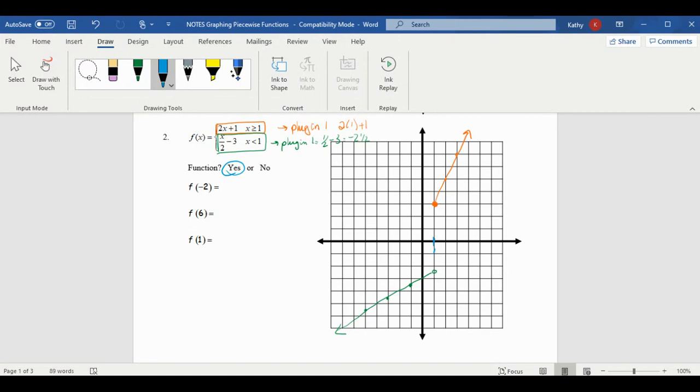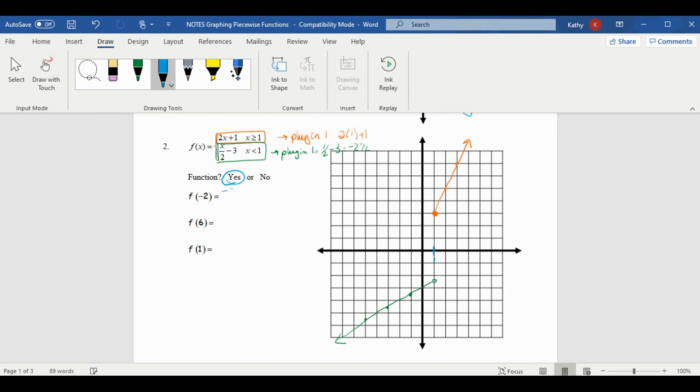All right, so let's evaluate now our function at negative 2. We evaluate at negative 2, we are using the second function. So we're doing negative 2 over 3 minus 3. Oh, no, that's over 2, not 3. I apologize. So negative 2 over 2 minus 3 gives us a value of negative 4. And we can see that on our graph. At negative 2, we do have a point here at negative 4.